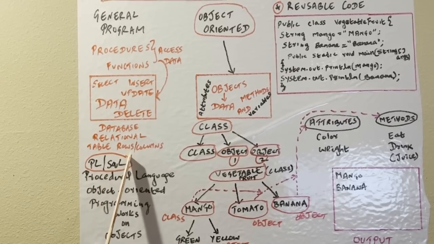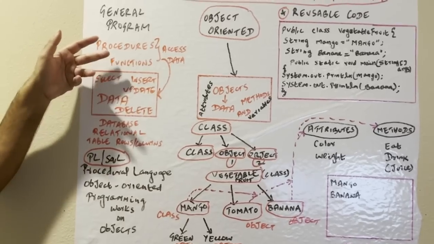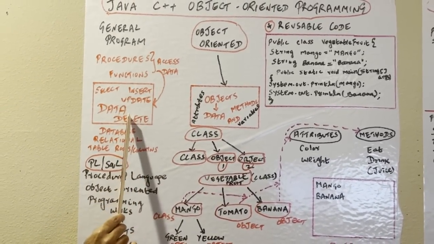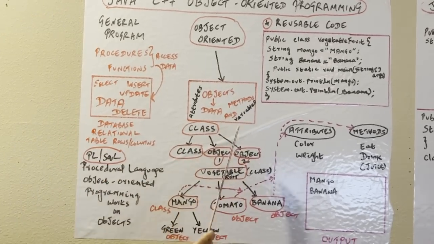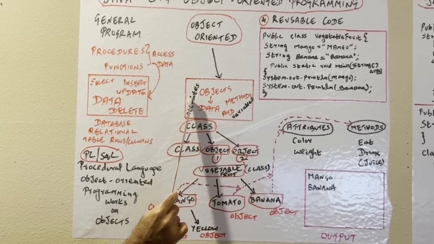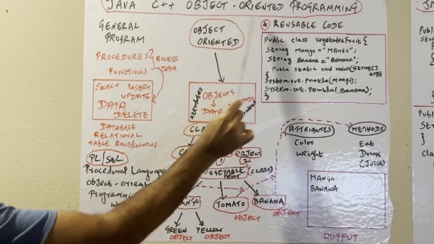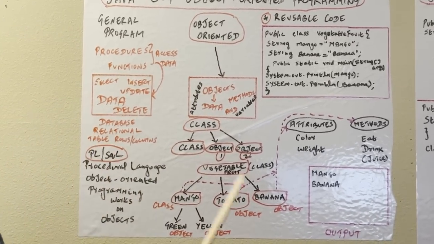It's not tables and columns. Here the data is separate from procedures and functions. So we access data from a separate database. But in object-oriented, everything is inside. Objects have data, methods, attributes, variables. Everything is put into one box. That's object-oriented programming. That's what Java, C++, Python follow.